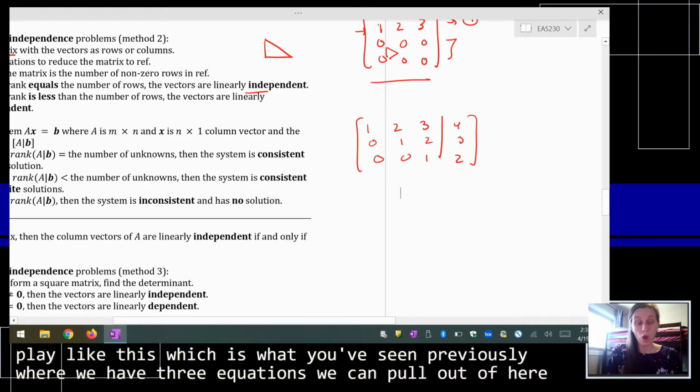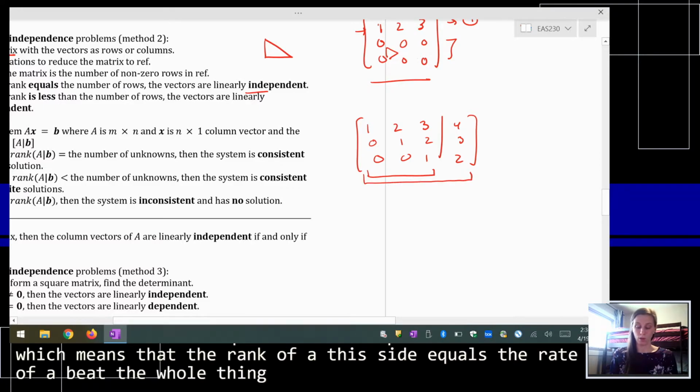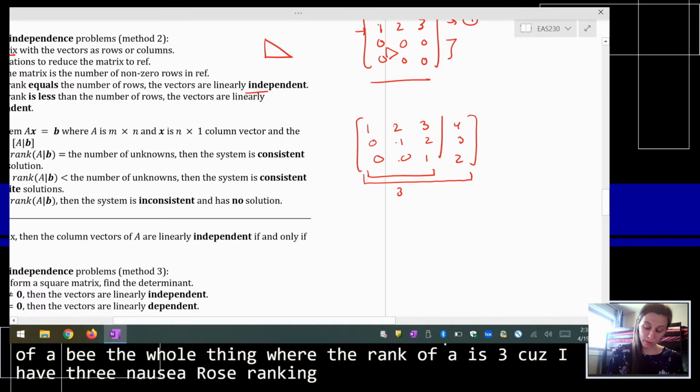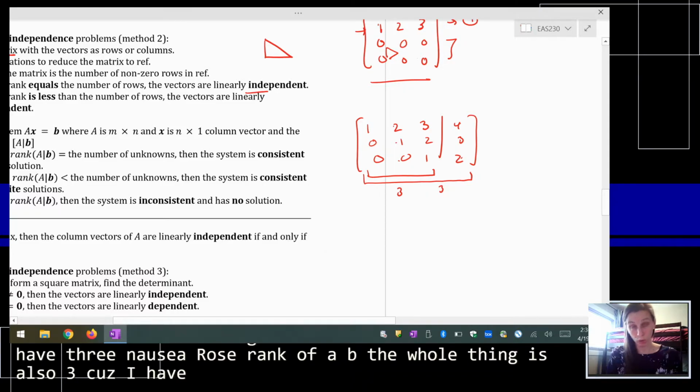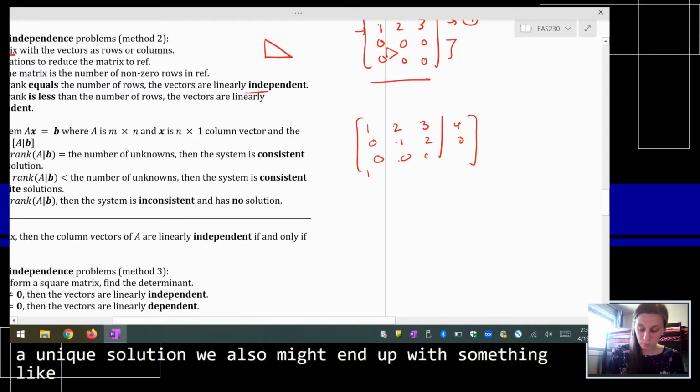We could end up with something like this, which is what you've seen previously, where we have 3 equations we can pull out of here, which means that the rank of A, this side, equals the rank of AB, the whole thing. The rank of A is 3, because I have 3 non-zero rows. The rank of AB, the whole thing, is also 3, because I have 3 non-zero rows, which means I have a unique solution.